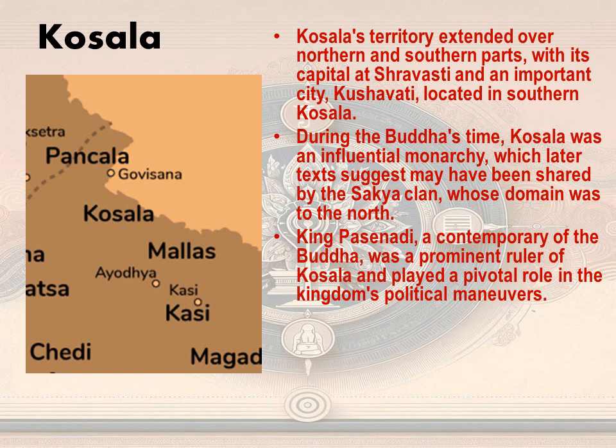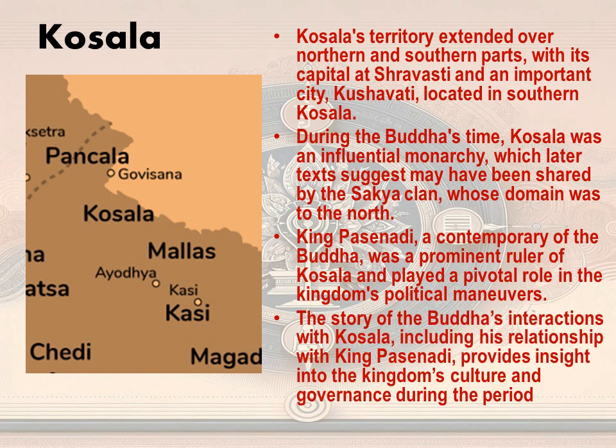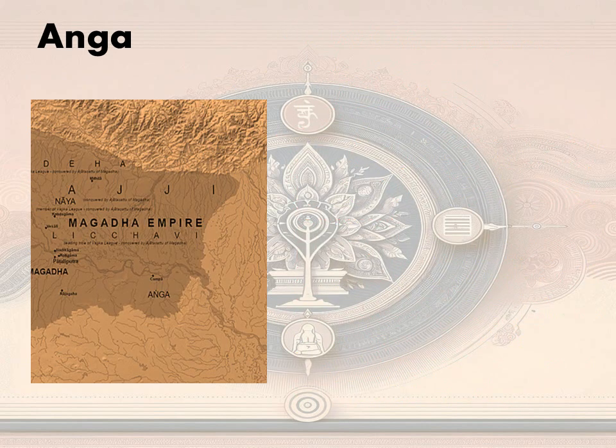King Pasenadi, a contemporary of Buddha, was a prominent ruler of Kosala and played a pivotal role in the kingdom's political maneuvers. So in the Buddhist texts, the name of a king of Kosala is found, King Pasenadi, and he was very much influential in the politics of those times. The story of Buddha's interactions with Kosala, including his relationship with King Pasenadi, provides insight into the kingdom's culture and governance during the period. Next up we have Anga.